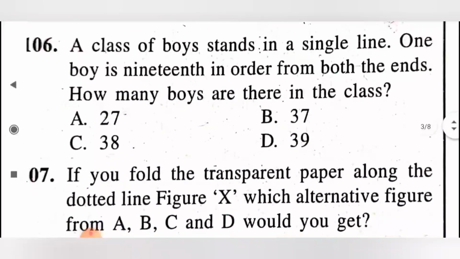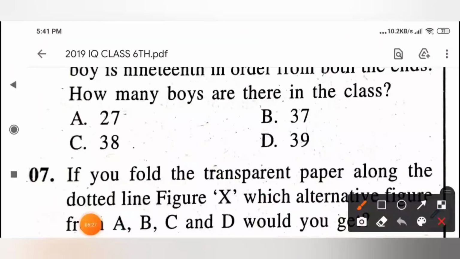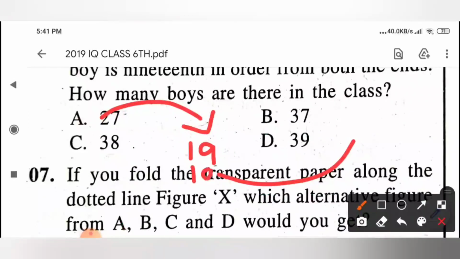106. A class of boys stand in a single line. One boy is 19th in order from both the ends. How many boys are there in the class? See, one boy is 19th from both the ends, which means the boy is in the middle. From right, he is 19th. From left, also he is 19th. So how many boys are there in the line? From left, there are 19 boys. He is 19. From right, again he is 19.